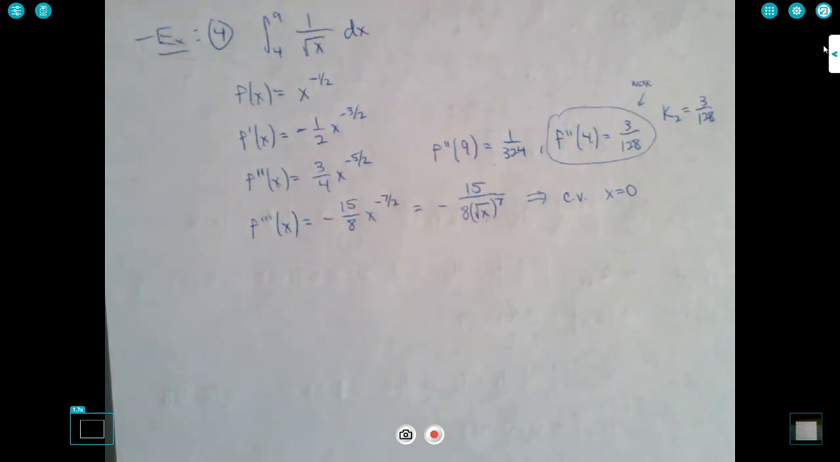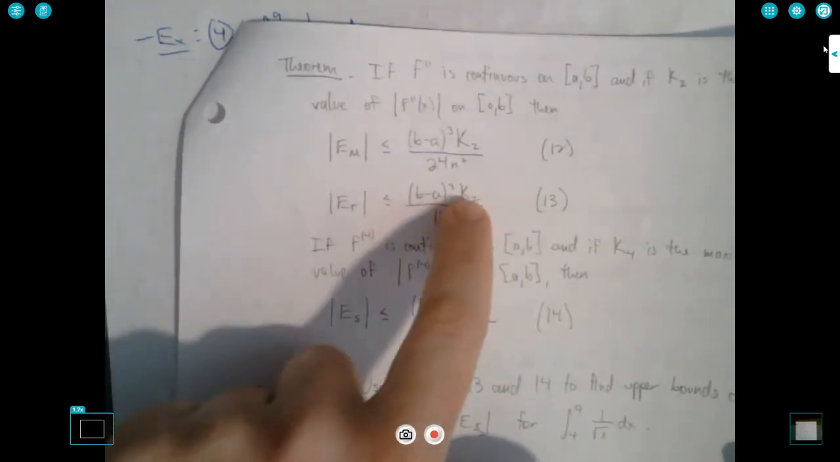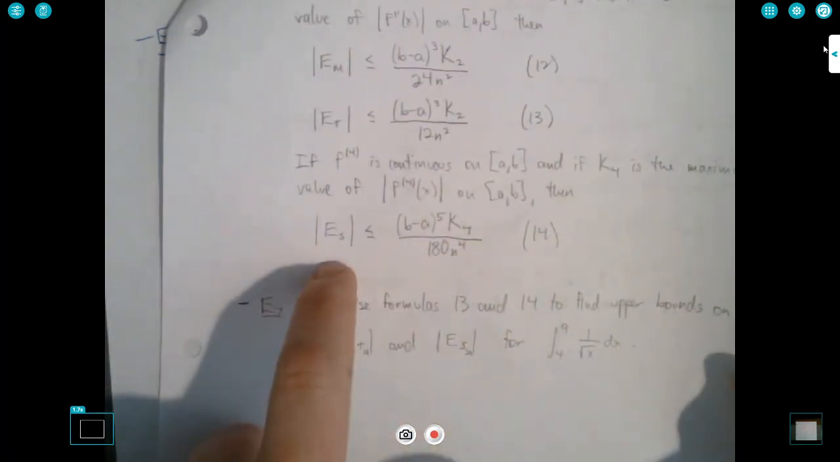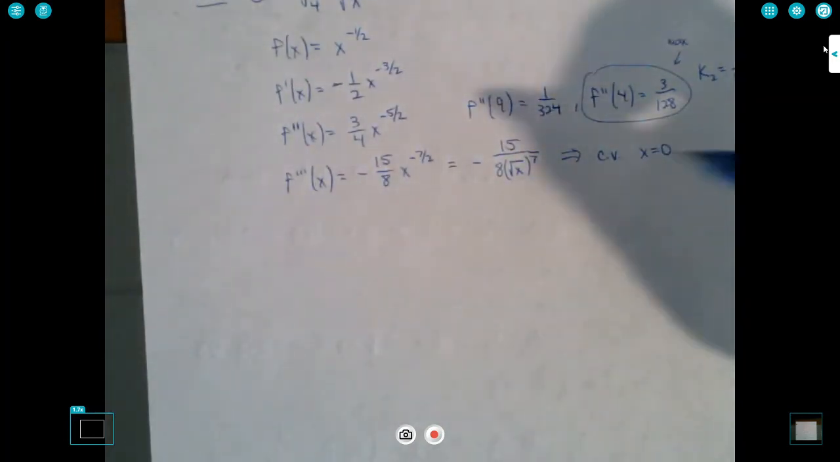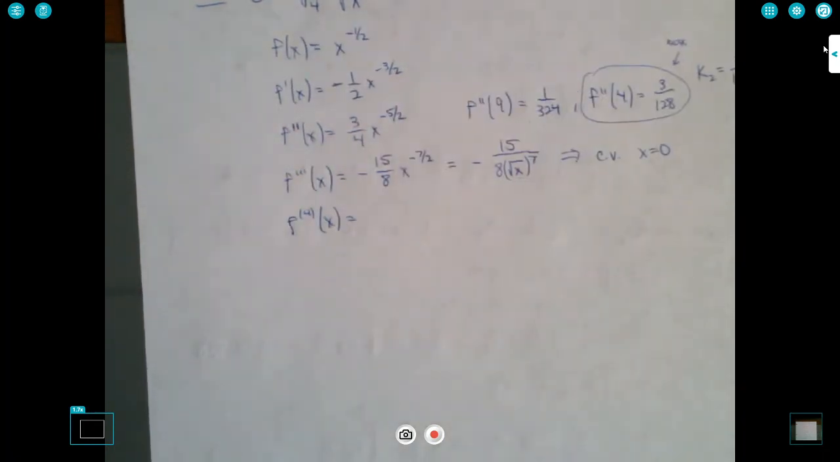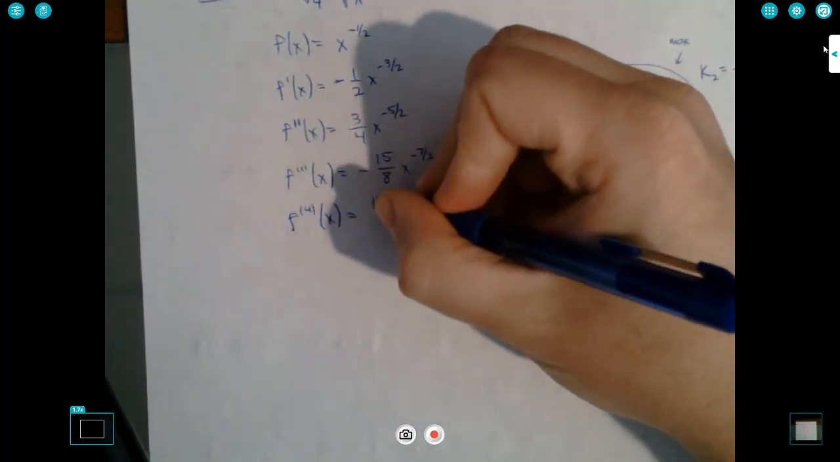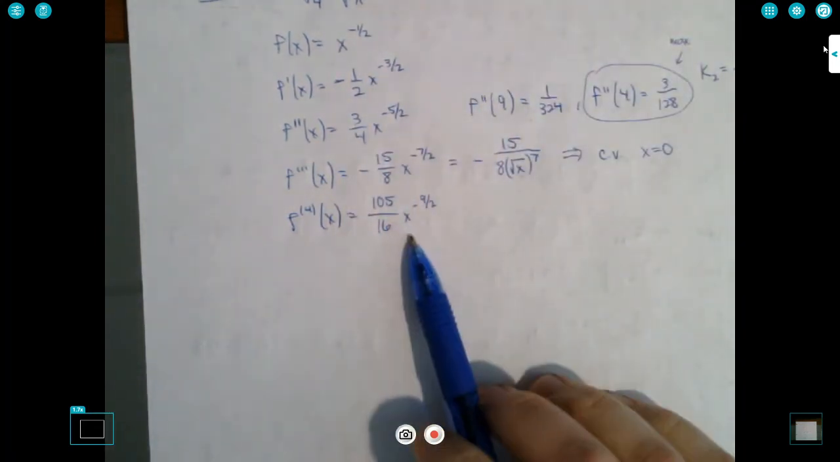Okay. Now, before I calculate the errors, I needed K2 to calculate the error for the trapezoidal rule, but I also need K4 to calculate the error for Simpson's rule. So I'm just going to go ahead and do that, while I'm kind of on a roll here. This is going to be, oh goodness, 7 times 15, whoops, 105. So this is going to be 105 over 16 x to the negative 9 halves. And again, this is continuous.